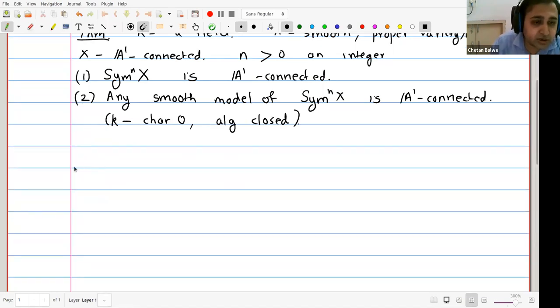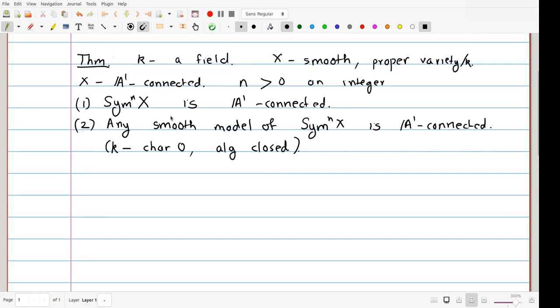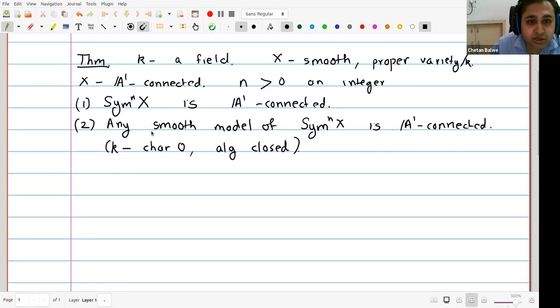Let me first recall some basic facts about A1 connectedness, which I will use. May I ask you a question? What do you mean by a smooth model? It's just some variety which is smooth and birational to this. Okay, birational.